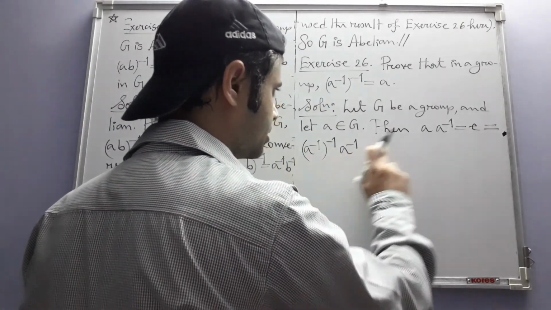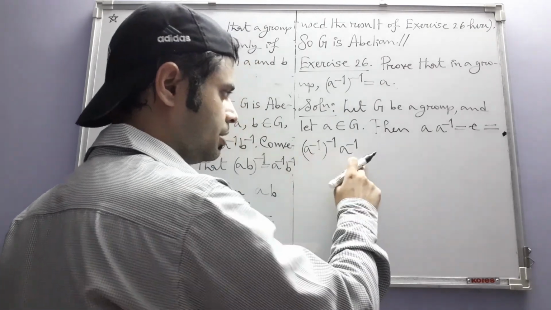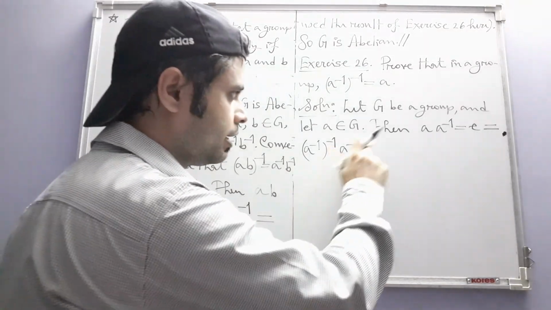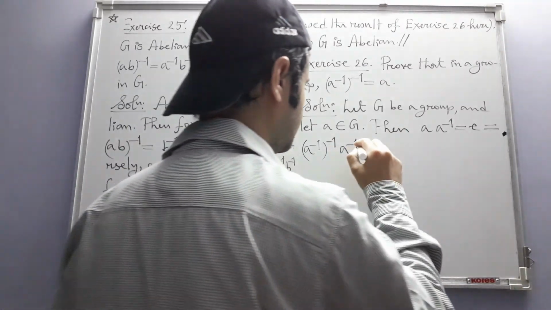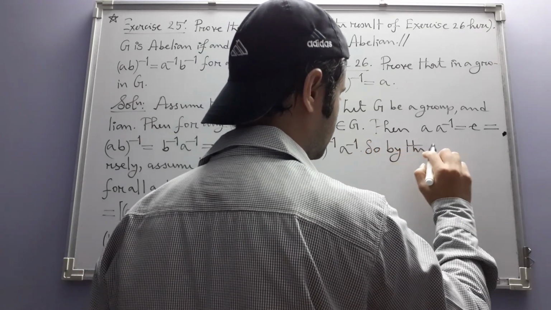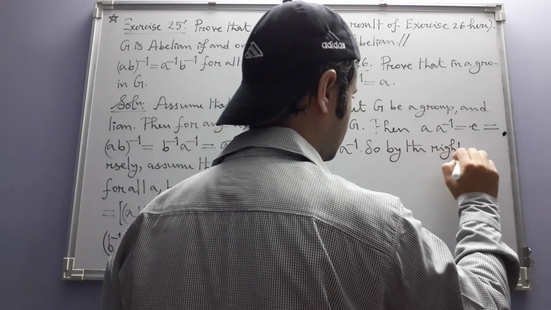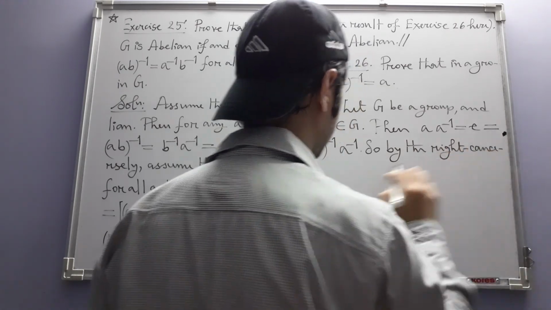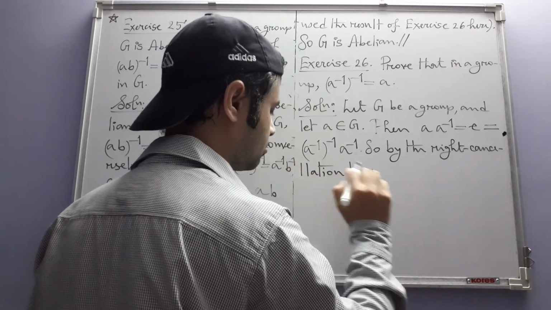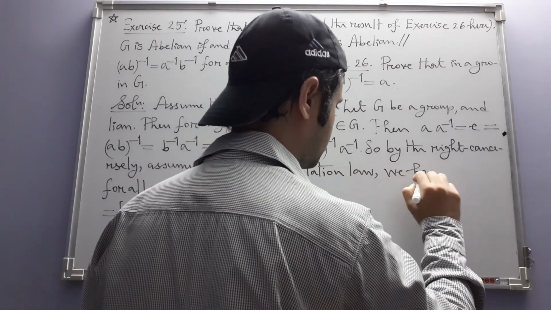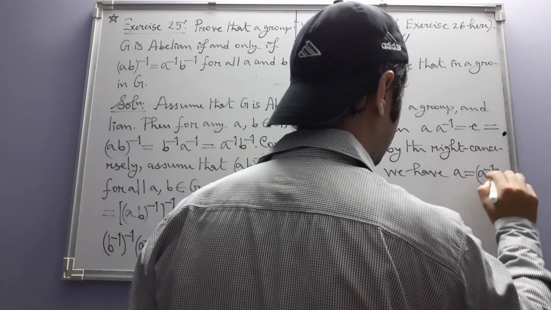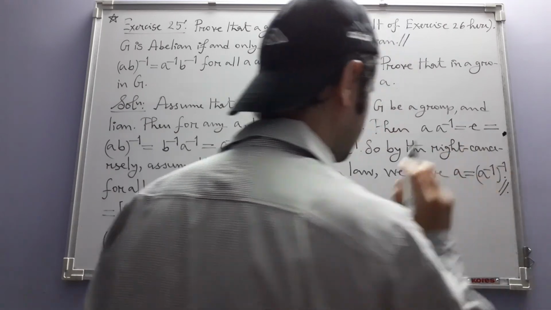Now look at this equation. A times A inverse is equal to this. And now we can use the right cancellation law to cancel A inverse from both sides. So by the right cancellation law, A equals A inverse inverse. That's what we wanted to prove.